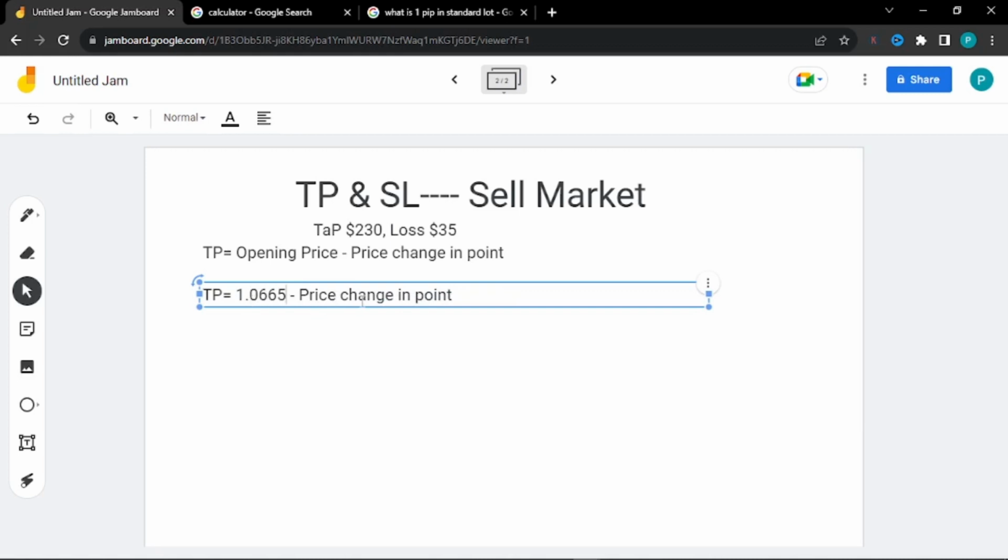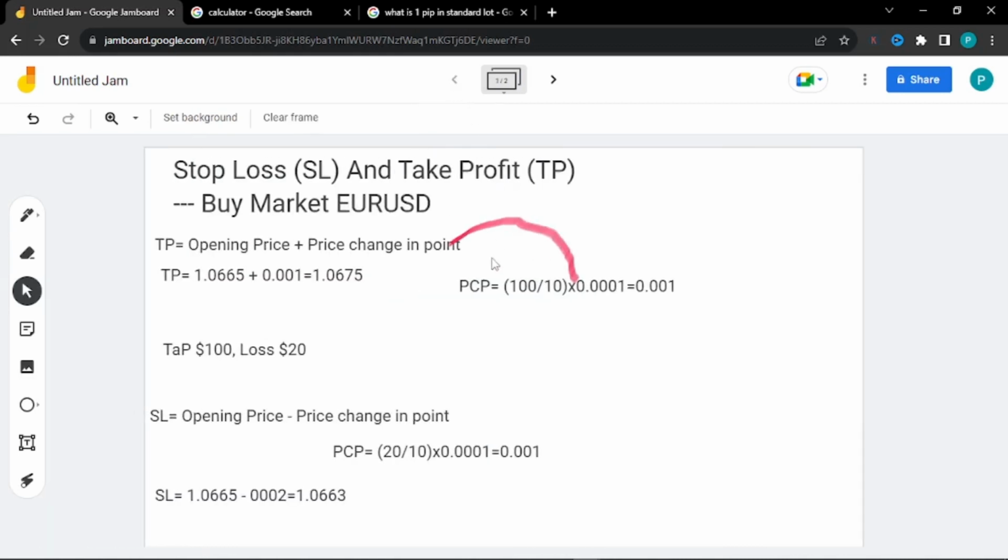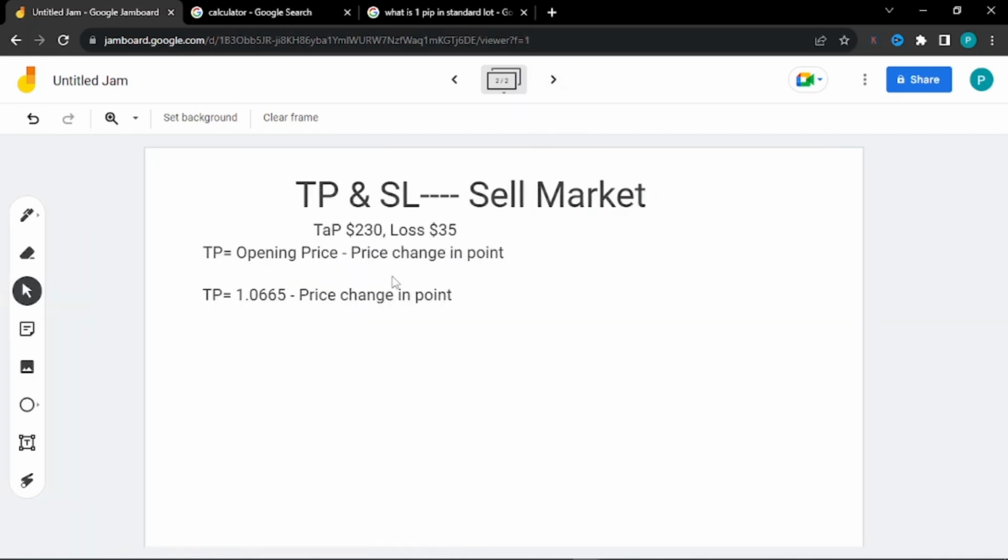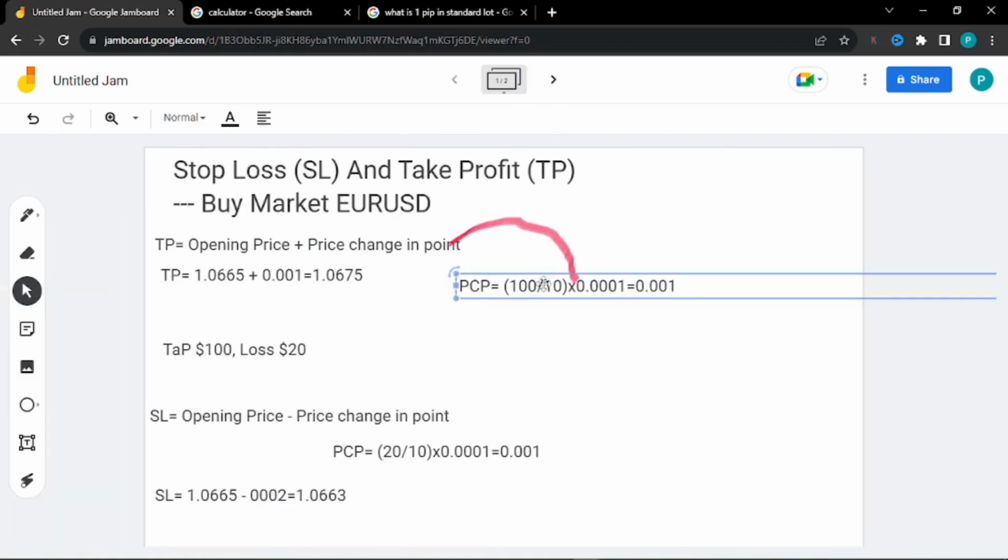And then the next thing you need to know is your price change in points. And for the price change in points, here is a formula. As I already said, it's simply the amount you want to make divided by 10 if you are using the standard lot, multiplied by the currency units, which is 0.0001. So now for a sell market, let's actually calculate this. To calculate your price change in points, let me copy this information here to make it easy and the video straightforward.